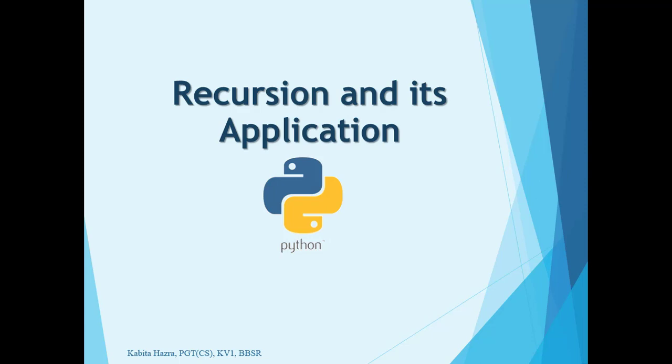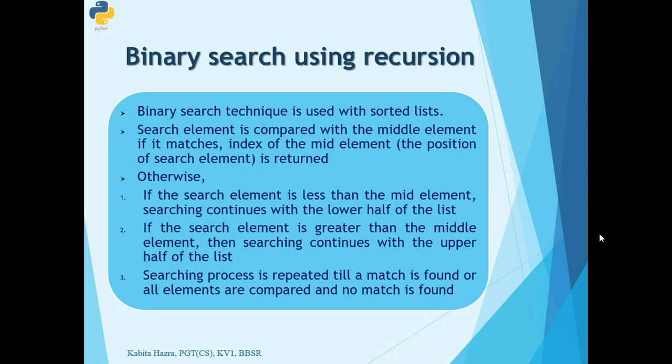Let us now look at another important example of recursion, that is binary search. Binary search technique is generally used with a sorted list, or we can say it is more efficient with a sorted list. In binary search, the search element is first compared with the mid element. If a match is found, then the position of the search element is returned.